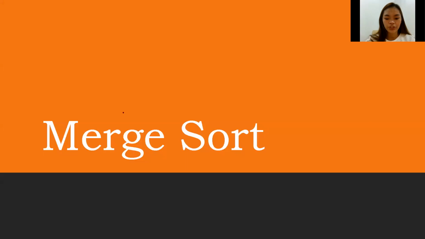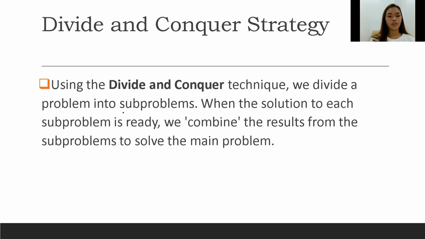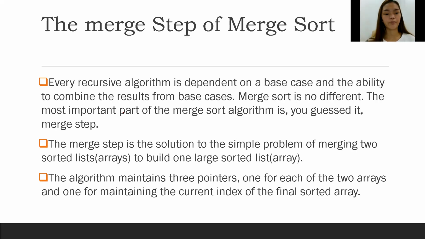So next is merge sort. What is merge sort? Merge sort is one of the most popular sorting algorithms, based on the divide and conquer principle. Using the divide and conquer technique, we divide a problem into sub-problems. When the solution to each sub-problem is ready, we combine the results from the sub-problems to solve the main problem.